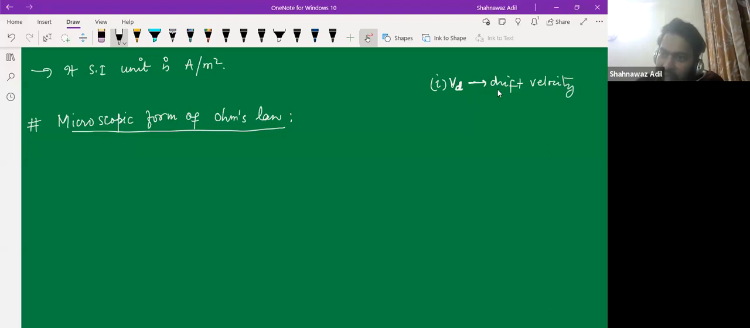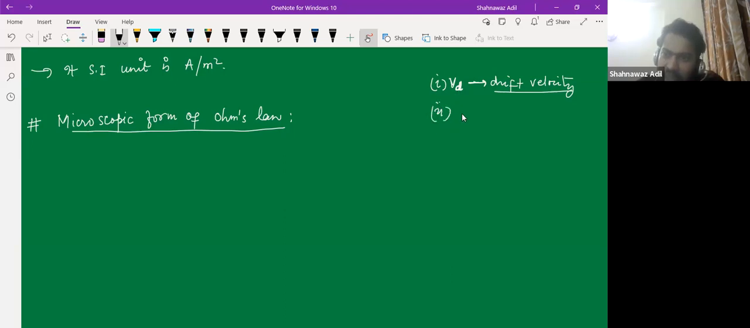Do you guys remember what this drift velocity was? V equals U plus at, U was 0, and the acceleration you calculated was QE by M. So VD is eE by m times tau. You guys have to remember this.